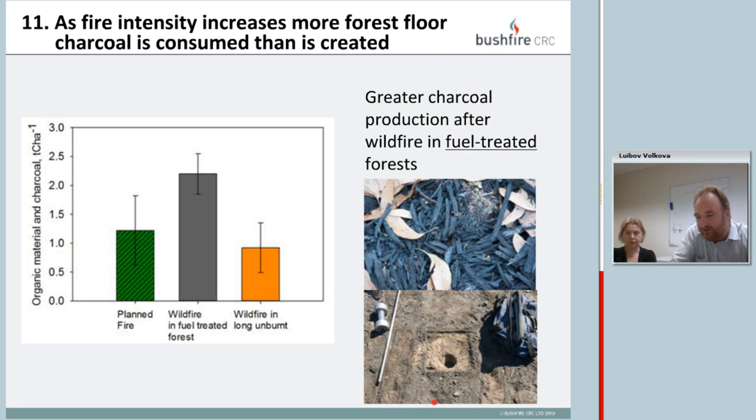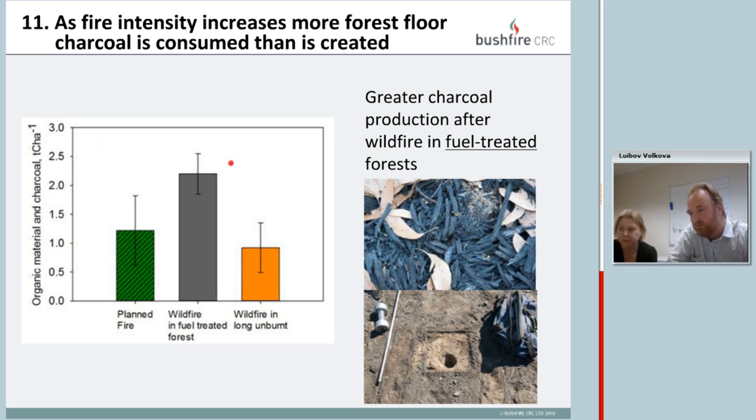So this photograph here on the bottom shows the impact of wildfire on the forest floor, which is pretty much reducing all of the litter layer and organic materials, and indeed the larger pieces of charcoal in that forest floor, to ash. Whilst in the planned fire or lower fire intensity forest, you get a greater percentage of carbon redistributed or created in long-lived charcoal of larger piece size.